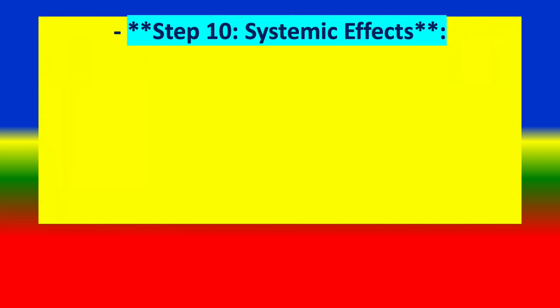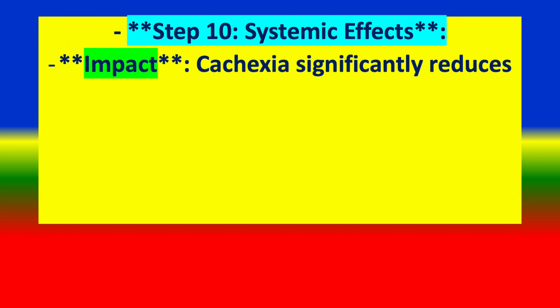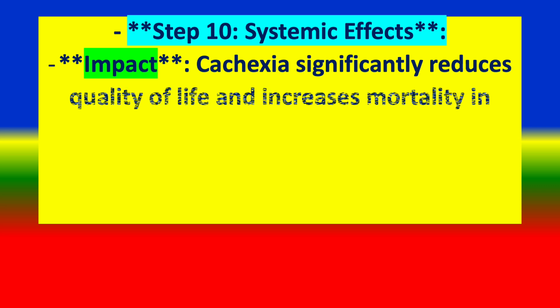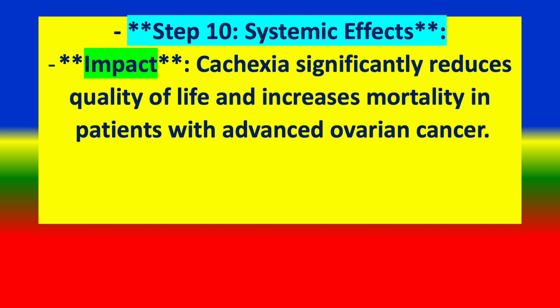Step 10. Systemic effects. Impact. Cachexia significantly reduces quality of life and increases mortality in patients with advanced ovarian cancer.